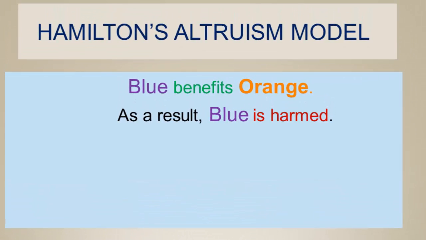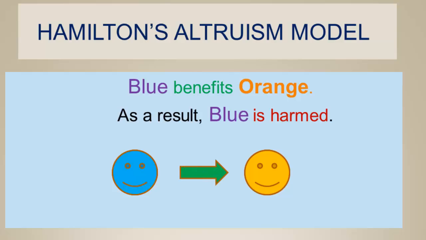So in Hamilton's altruism model that we started out going over, we had two players, blue and orange, and we said in an altruistic act, blue would benefit orange. So that green arrow is a benefit, and orange turns green. And as a result of that, blue was harmed. So blue turns red to show the harm. And that was Hamilton's initial model of what an altruistic act was.